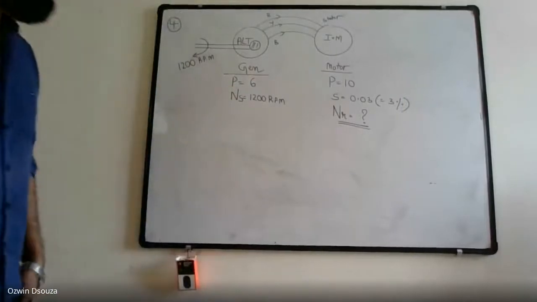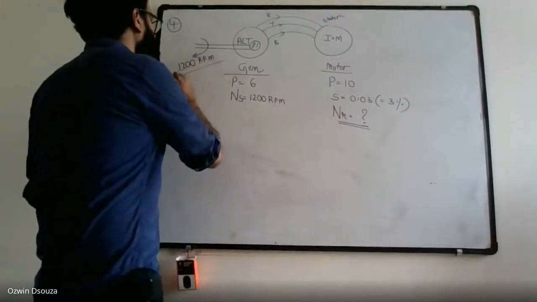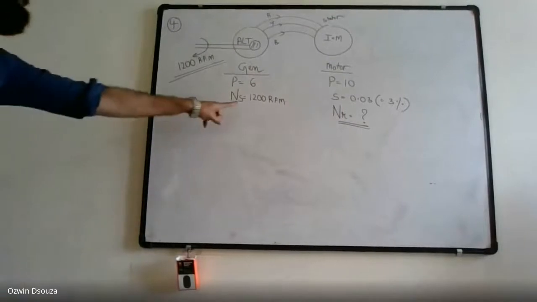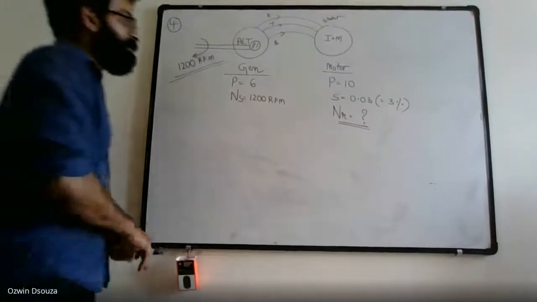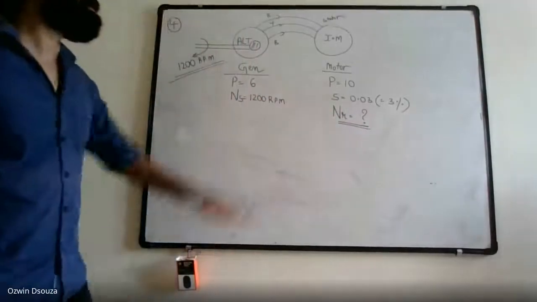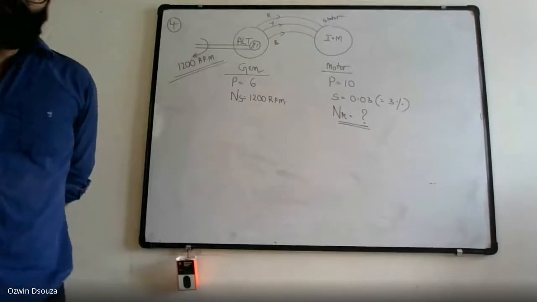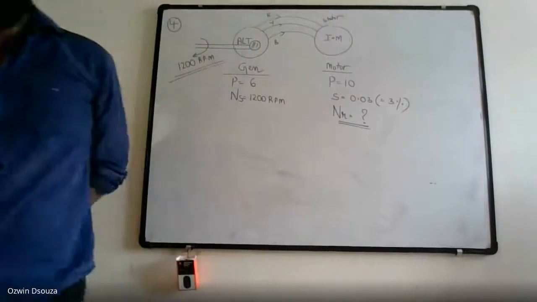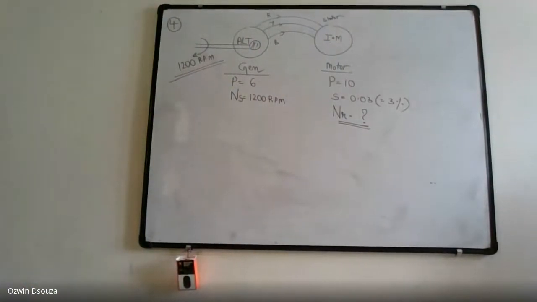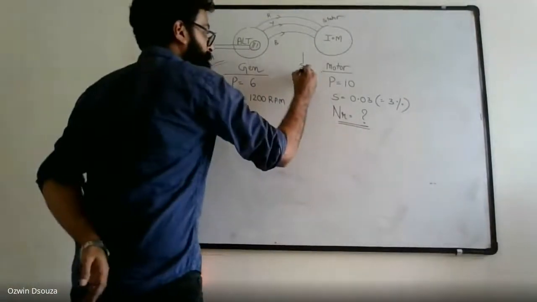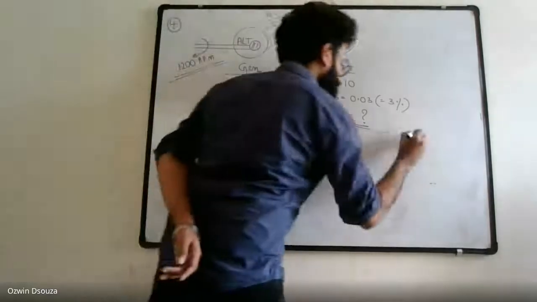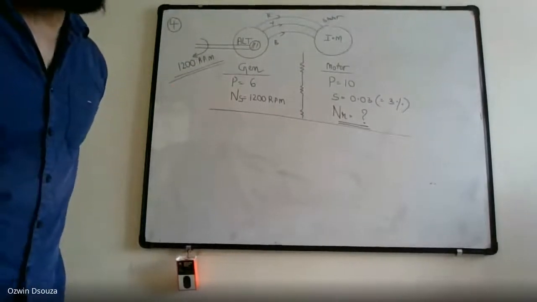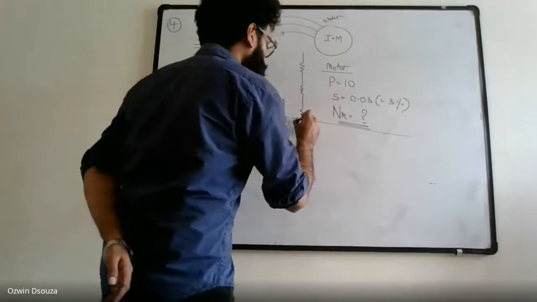How will you solve this? Now, they have told the alternator runs at a speed of 1200 RPM. So, Ns is equal to 1200 for the alternator. Can we take this itself as the speed of the rotating magnetic field? Can anyone tell me? Or is the speed of the rotating magnetic field different? Is it the same or different?